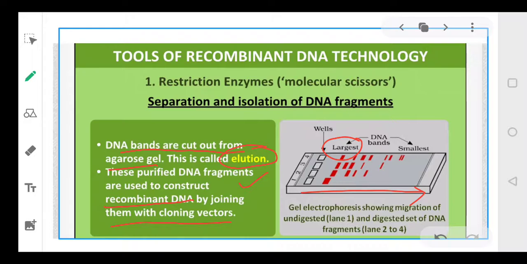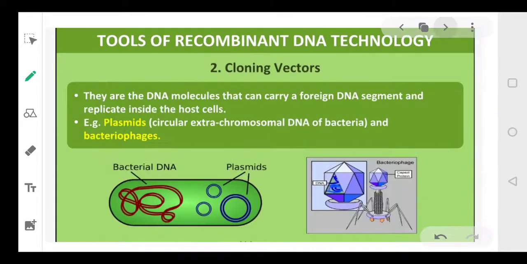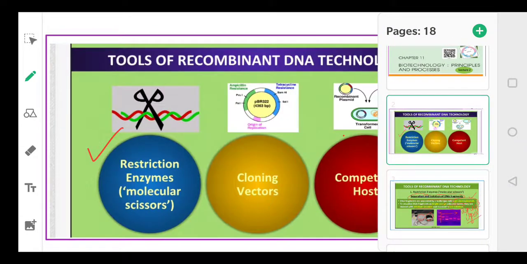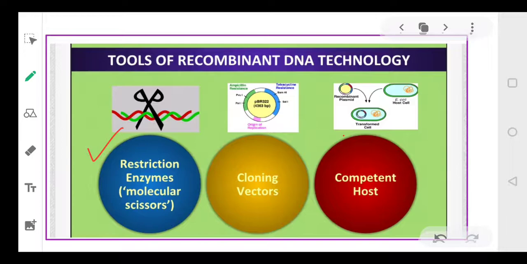So this is how we separate and isolate the DNA fragments, the desirable DNA fragments that we need, right? Now let's come to the concept of cloning vectors. This is very important, and we come to the second point. As you can see in the previous slide, we have talked about three tools of recombinant DNA technology. So we have finished one, that is restriction enzymes, which are called the molecular scissors.